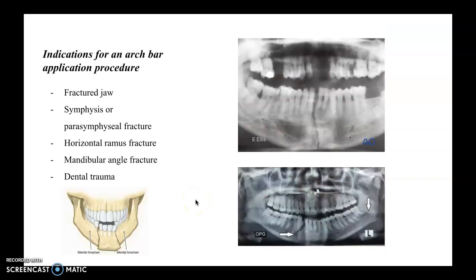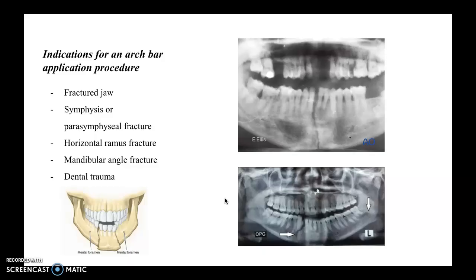So there's only one general indication for this procedure, and that would be a fractured jaw. There are four main types of different fractures: a symphysis or a parasymphyseal fracture. So this image and this image would be a symphysis fracture. This image would be a parasymphyseal fracture, and obviously a fractured jaw comes from a major trauma. It has to be an incredibly strong force to break the jaw.